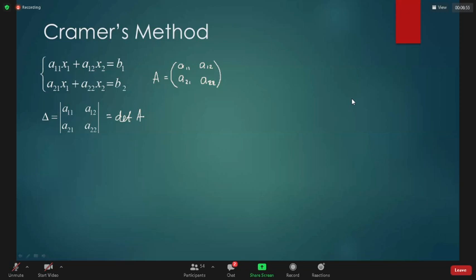Now we do an interesting thing. We find another determinant that looks like this. What happens here? In the first column, instead of the coefficients at x1, we have put the matrix B elements. We simply put these elements inside the original system matrix. We simply replace. The first column is being replaced by the column of the free elements.